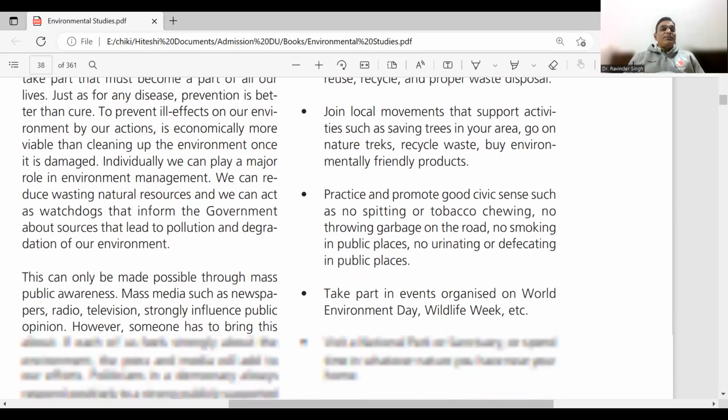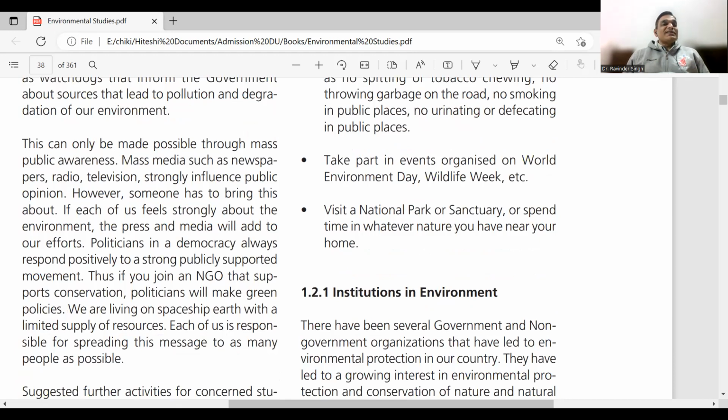This can only be made possible through mass public awareness. Mass media such as newspaper, radio, television strongly influence public opinion. However, someone has to bring this about. If each of us feels strongly about the environment, the press and the media will add to our efforts.